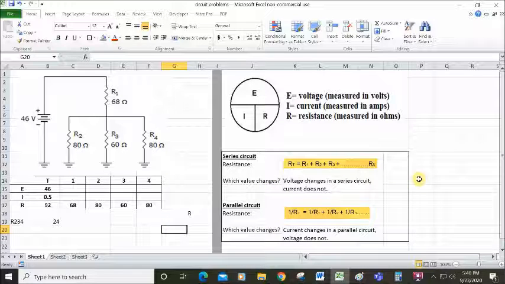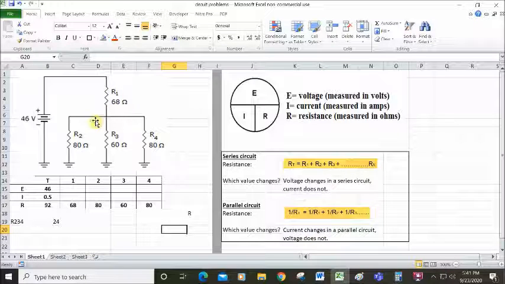So there's only 2. One for series circuits and one for parallel circuits. And I've paraphrased these a little bit, but in essence what they say is this. In a series circuit, voltage will change and current will not. In a parallel circuit, current is what changes and voltage does not. So let's start with the one that's in series.